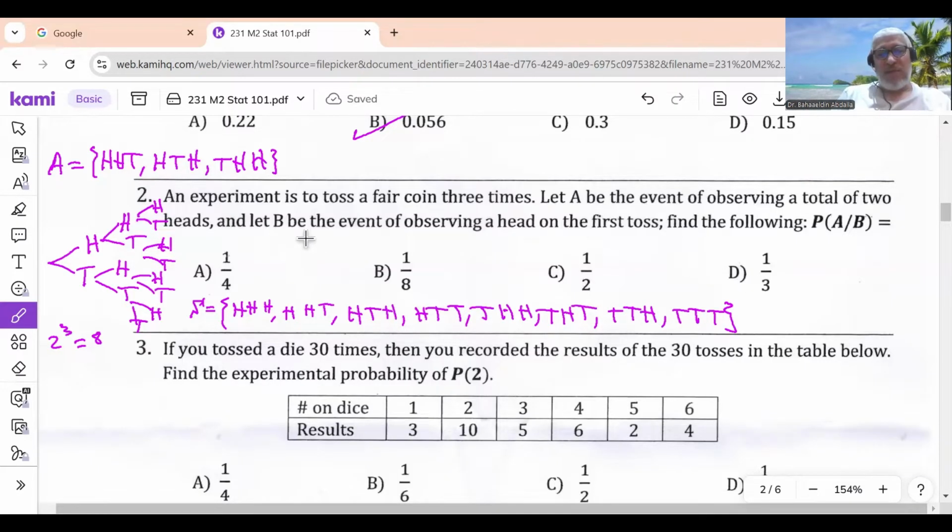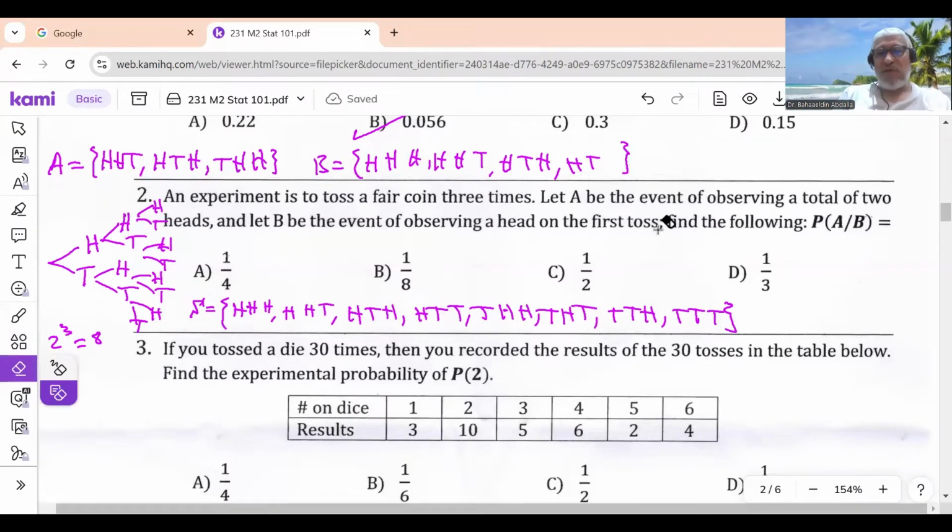And B, the event of observing a head on the first toss. So if you look at these 8 outcomes and write all the possibilities when the first toss is a head, you will find the first 4 possibilities. So B consists of 4 outcomes. So he defines 2 events, A and B. The last one is HTT.